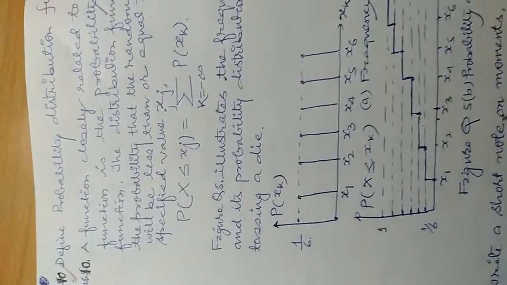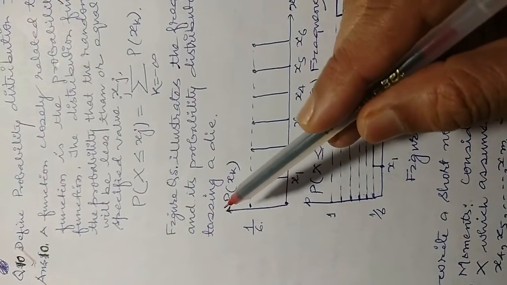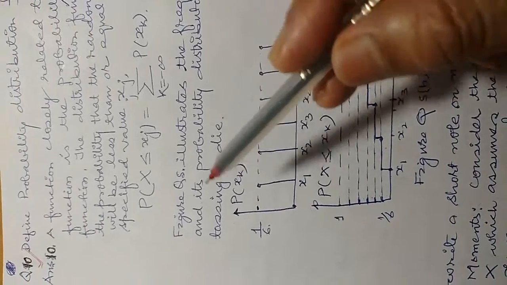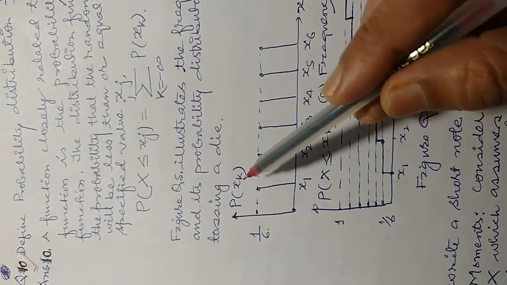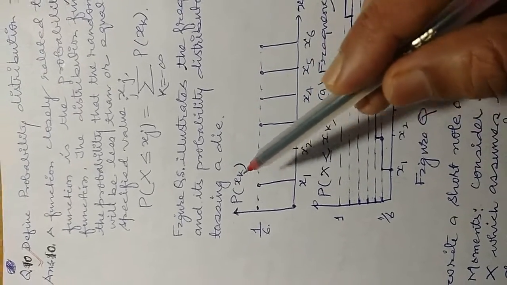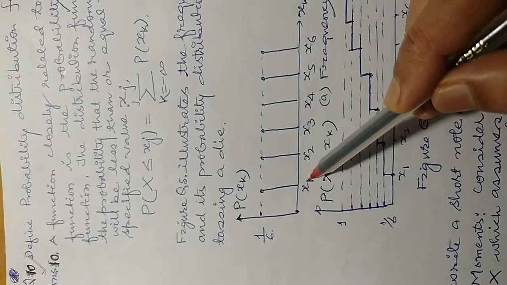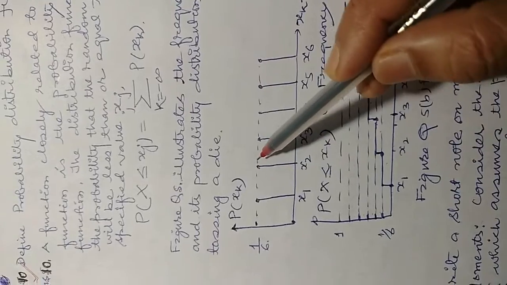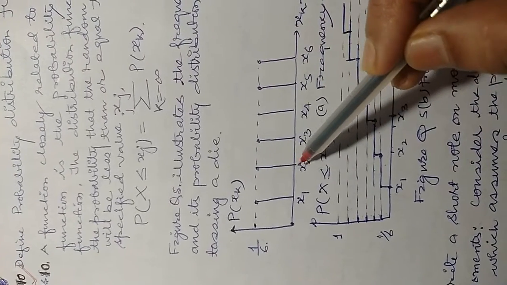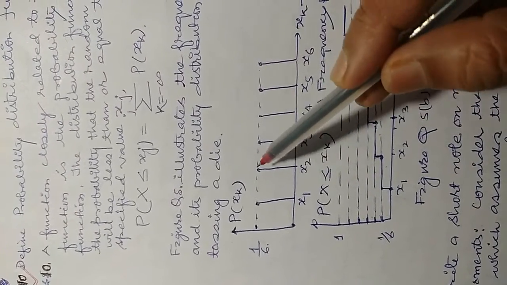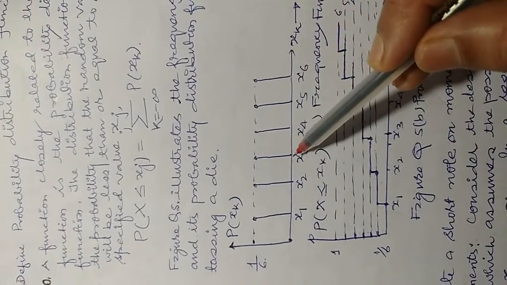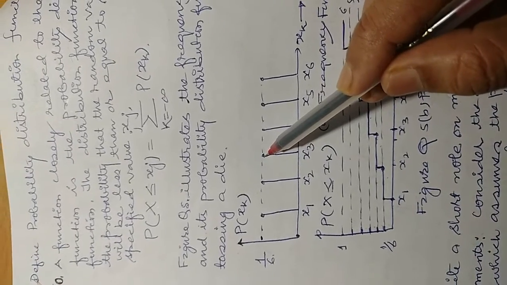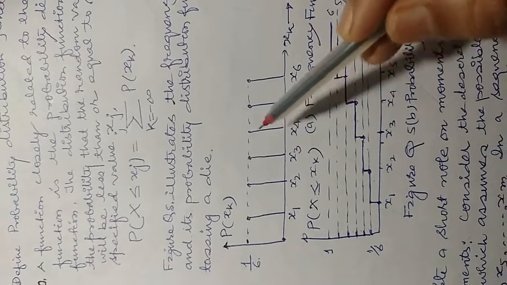Here we have seen the example of the probability of rolling a die and getting a particular output. The probability of rolling a die and getting a 1 is 1 by 6, and it has been plotted. The probability of rolling a die and getting a 2 is again 1 by 6. The probability of rolling a die and getting a 3 is again the frequency function, 1 by 6.